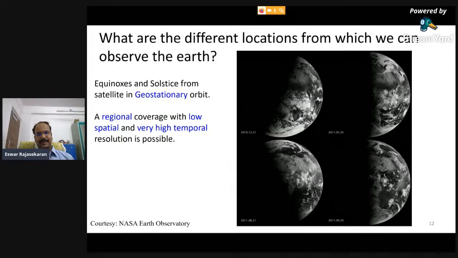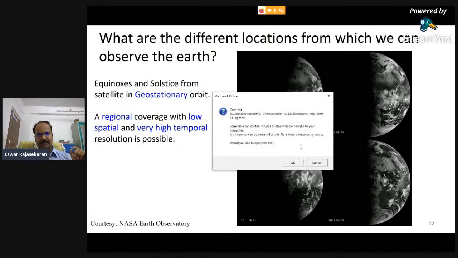Geostationary orbit means the satellite is located at a distance of 36,000 kilometers from the Earth, and that satellite will be seeing the same point of the Earth's surface throughout its life period. So the same point will be visible, and I will play that particular example in this video.